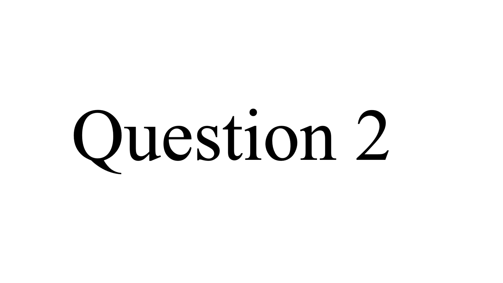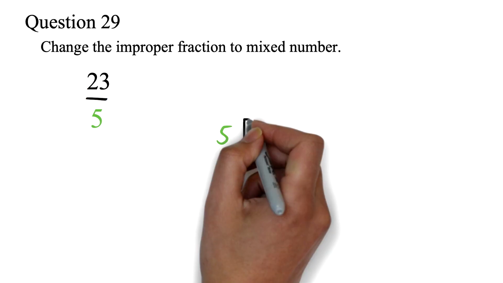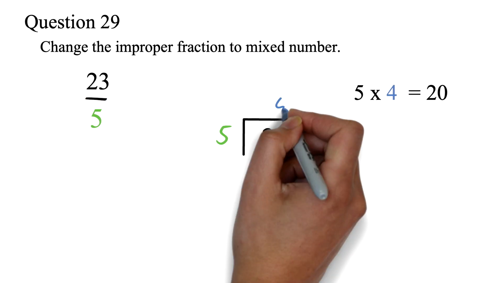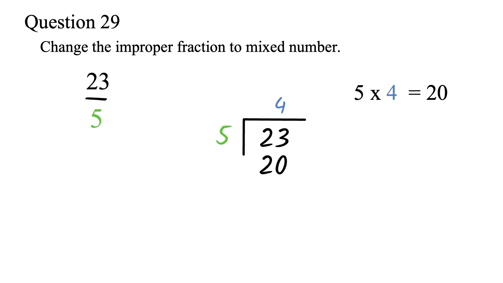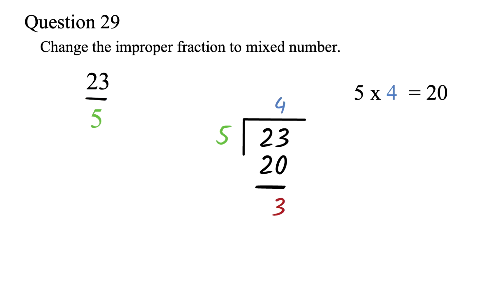Question 29. Change the improper fraction 23 over 5 to a mixed number. To convert from an improper fraction to a mixed number, all you need to know is division. Let's set up a long division. 5 times what number will give you a number close to 23, but not more than 23? 5 times 4 will give 20. We put the 4 here and we put the 20 here. Now we subtract 23 minus 20 to get 3 as our remainder.